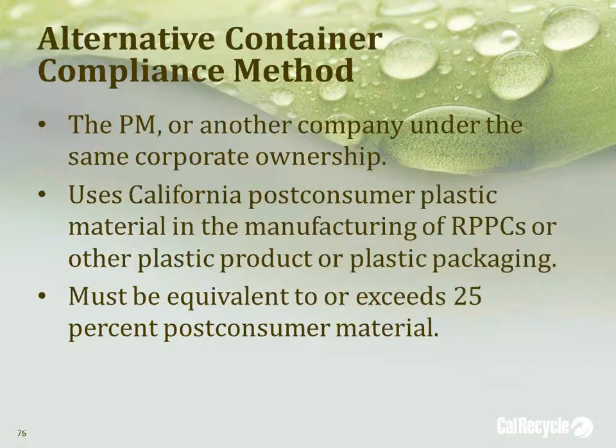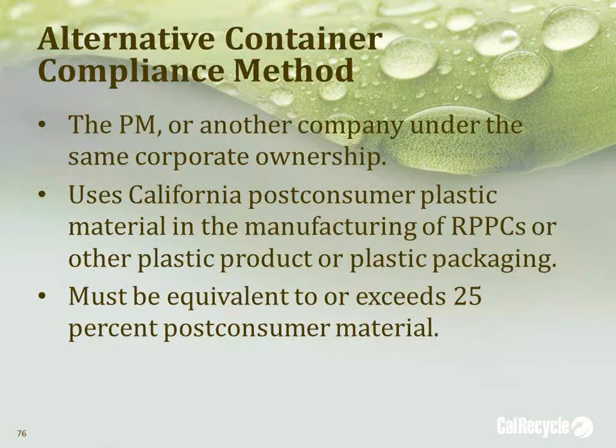For the alternative container compliance method, a product manufacturer will be in compliance if it demonstrated through its own actions or the actions of another company under the same corporate ownership that post-consumer material generated in California was consumed in the manufacturing of either RPPCs subject to this law or rigid plastic packaging containers or other plastic products or packaging that is not subject to this law. The amount of post-consumer material consumed must be equivalent to or exceeds the post-consumer material that the RPPC is otherwise required to contain, which means it must be equivalent to or exceeds 25% post-consumer material.